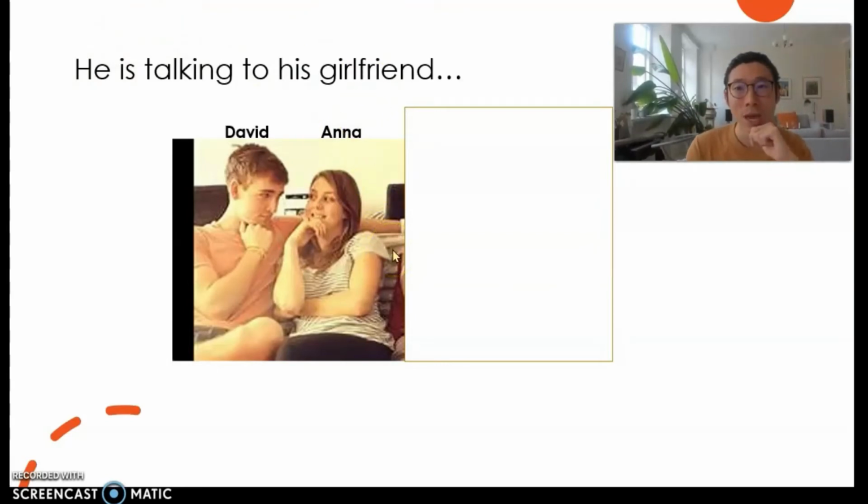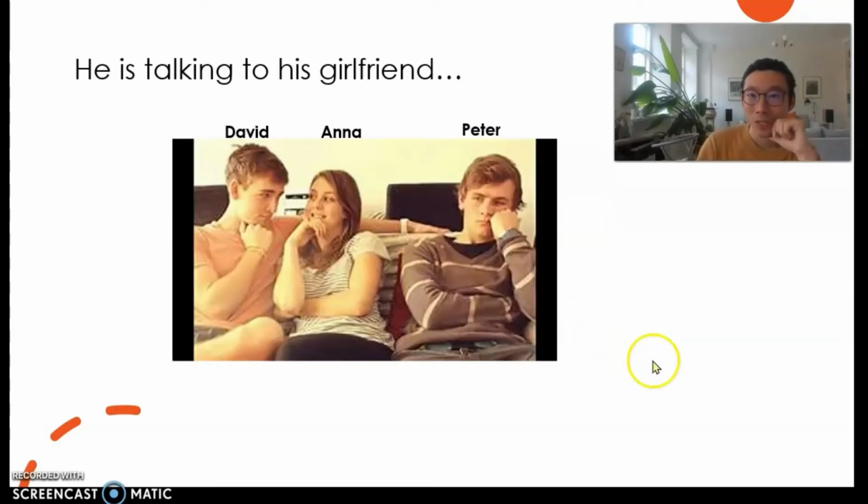But now we have a problem. What if there are three persons? Now we have David, Anna, and Peter. Now this sentence seems to be a little bit ambiguous, right? He is talking to his girlfriend. Now, it can be interpreted in two ways. The first way is David is talking to his own girlfriend, Anna, or David is talking to Peter's girlfriend, Anna.